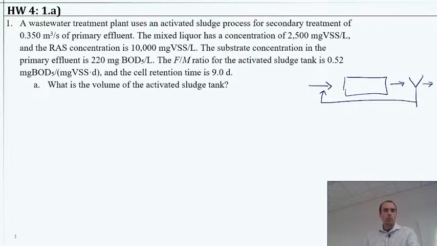Okay, so the mixed liquor has a concentration of 2,500 milligrams VSS per liter and a return activated sludge concentration of 10,000 milligrams VSS per liter. So we could go ahead and label a couple things. This is the X recycle, that's the 10,000 milligrams VSS per liter. The X in here, that's the mixed liquor concentration, so to speak. And we're given that X is 2,500 milligrams VSS per liter.